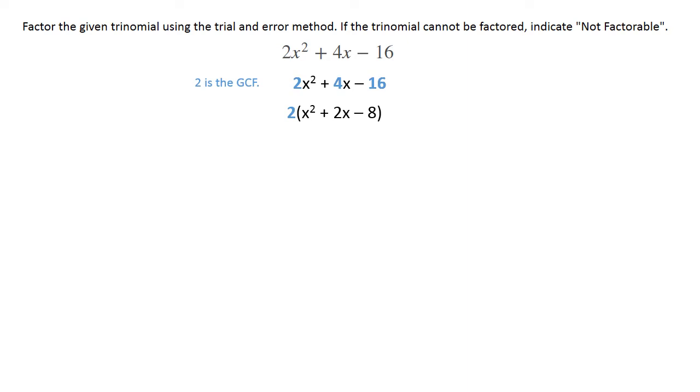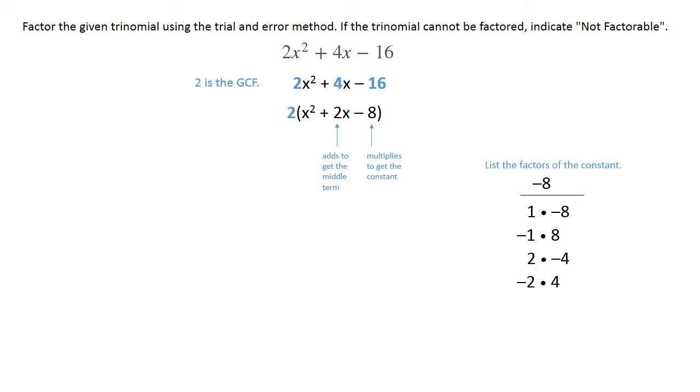That leaves you with x squared plus 2x minus 8. Then you can begin thinking about your double bubble work. So you're going to find two factors that multiply together to get the constant and add to get the middle term. So list your factors of that negative 8, and you can do 1s and 8s, or you can do 2s and 4s. The only one that's going to give us a positive 2 is the last one on the list, because negative 2 plus 4 gives you the positive 2 that you need.